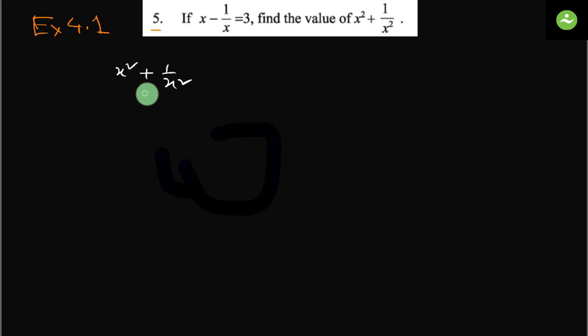Now we can make it x plus 1 by x whole square or x minus 1 by x whole square. But since we have got the value of x minus 1 by x, let's try to make it look like that. x minus 1 by x whole square equals x square minus 2 into x into 1 by x plus 1 by x square.